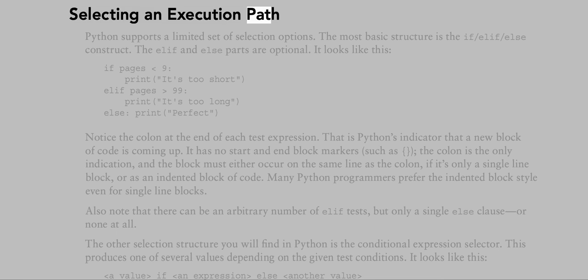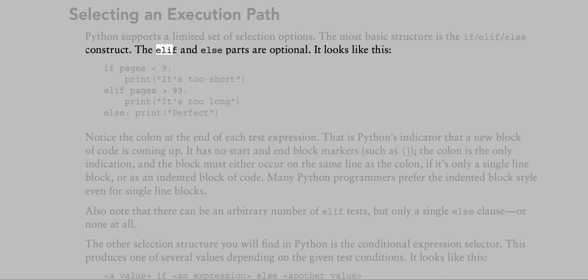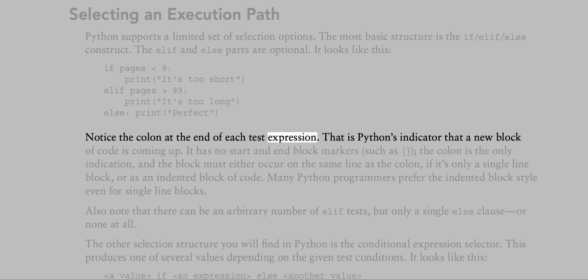Selecting an execution path. Python supports a limited set of selection options. The most basic structure is the if/elif/else construct. The elif and else parts are optional. It looks like this. If page is 9, print "it's too short"; elif page is 99, print "it's too long"; else, print "perfect". Notice the colon at the end of each test expression.